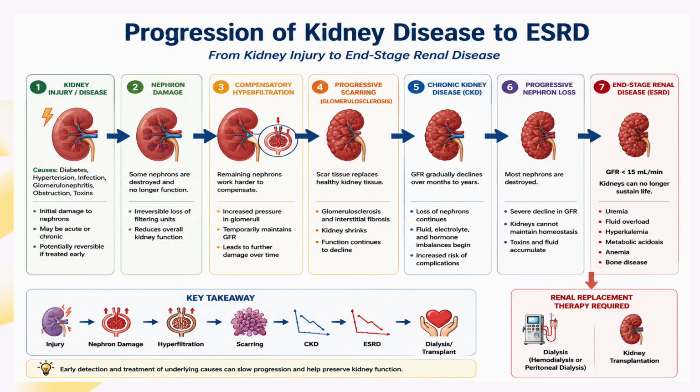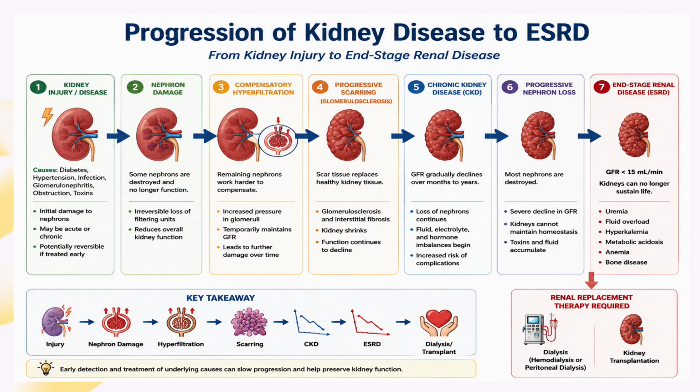Because now you're putting too much workload on those nephrons. They're trying their best to compensate, but they just can't keep up with it. Over time, progressive scarring develops within the kidney, particularly in the glomeruli, leading to a gradual decline in the GFR. As more nephrons are lost, the kidney becomes less able to regulate fluids, electrolytes, acid-base balance, blood pressure, and hormone production. This stage is known as chronic kidney disease.